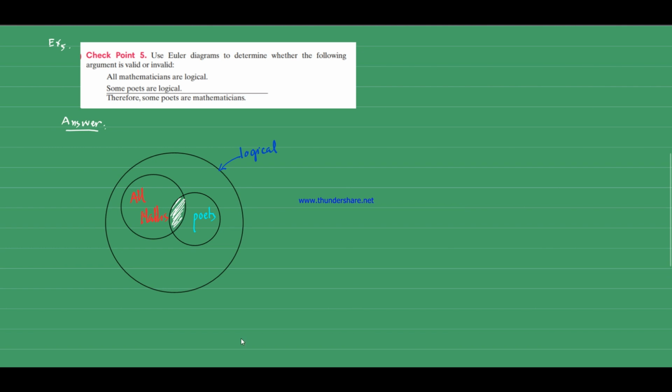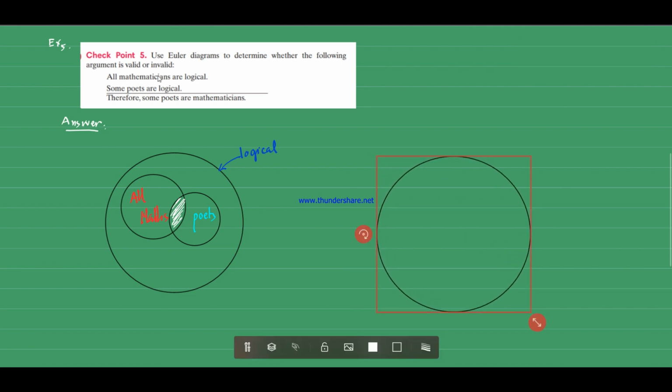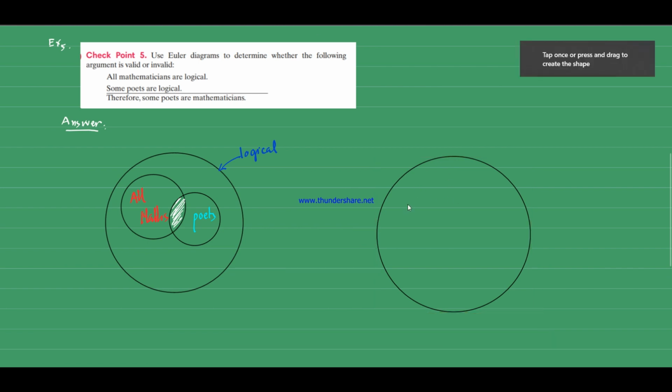But the thing is, I believe that I can draw another picture that contradicts the conclusion. So this is logical. This is all mathematician. So this satisfies the first premise. Some poets are logical.